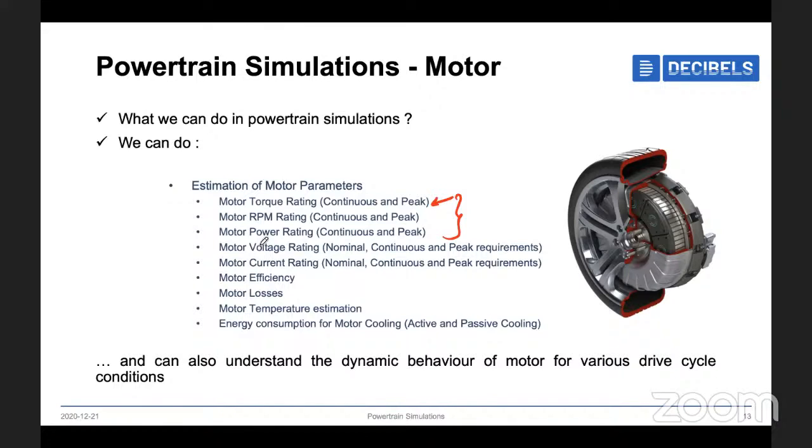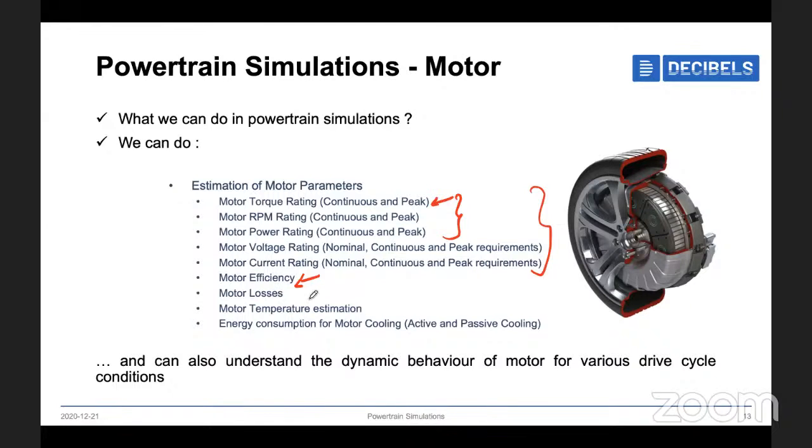And we can also estimate the efficiency. How we can estimate this efficiency is a little bit of a difficult task, but the good thing is that after estimating these parameters, you can go for market research or market analysis, see who is selling this kind of motors, and ask them for the motor data sheets. Along with the motor data sheets, they can give you the efficiency map of that particular motor.